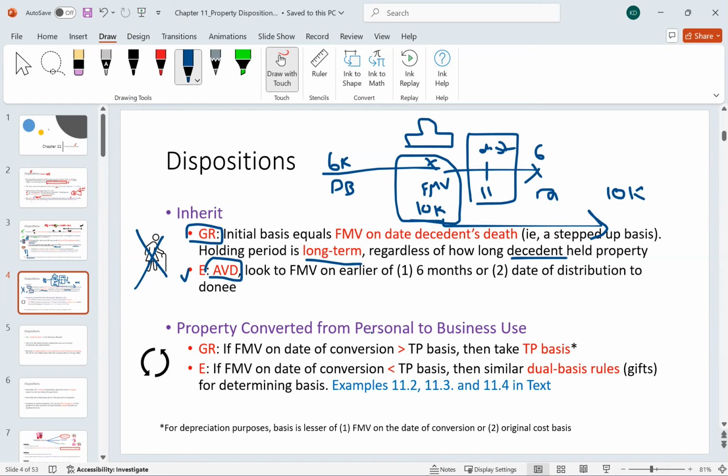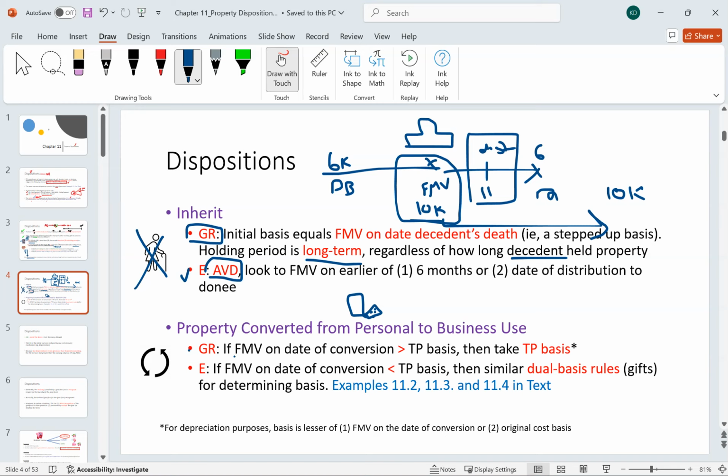Next one here. Property converted from personal to business use, right? Maybe we have a laptop. It's not the greatest laptop, but it's good enough, right? There's a little keyboard. And we create an Etsy business or something, right? If I came up to you and said, oh, you sold your laptop that you used in your Etsy business, that triggers the amount realized minus adjusted basis. What is your basis in that property?